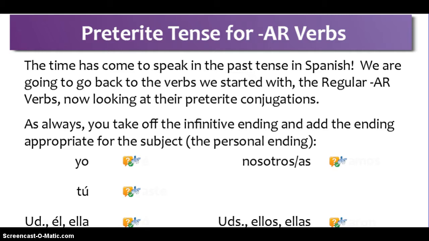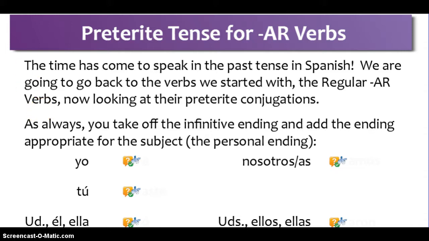So, now we can talk about what you did yesterday. And to do that, we're going to first go back to the verbs we started with, which are the regular AR verbs, but now look at how they work in the preterite tense. As we have always done with conjugation, you take off the infinitive ending, in this case the AR, and you put on the ending that matches the subject.